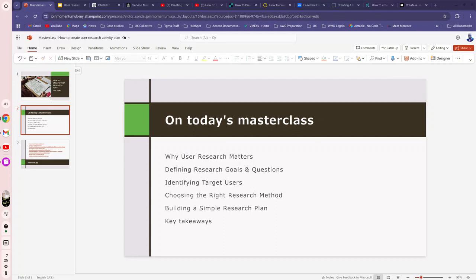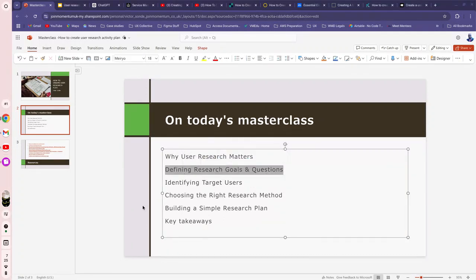But I'm saying this because now we are talking about defining user research goals and your questions. These are essential steps that you have to follow in order to come up with a plan.